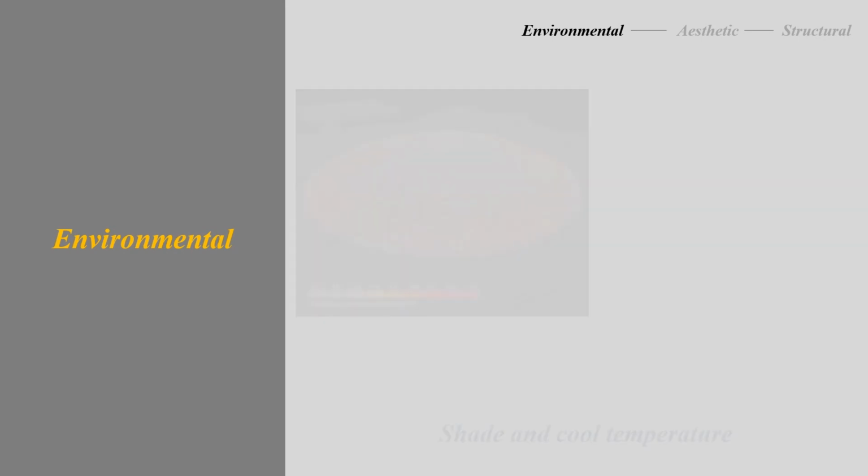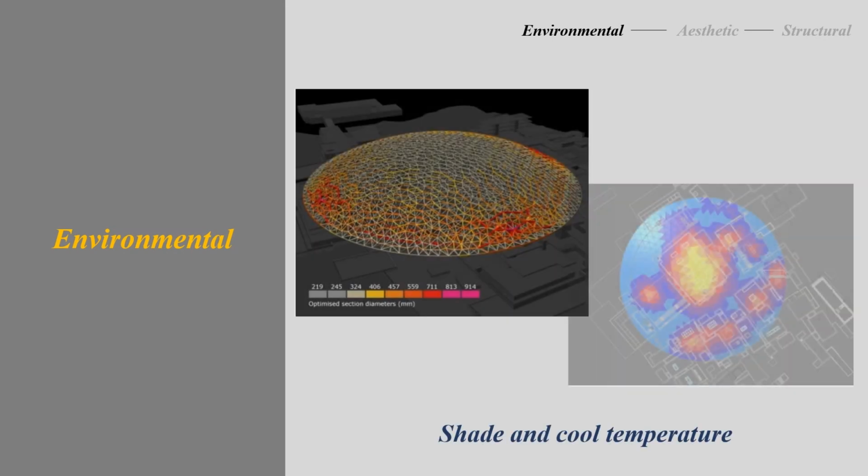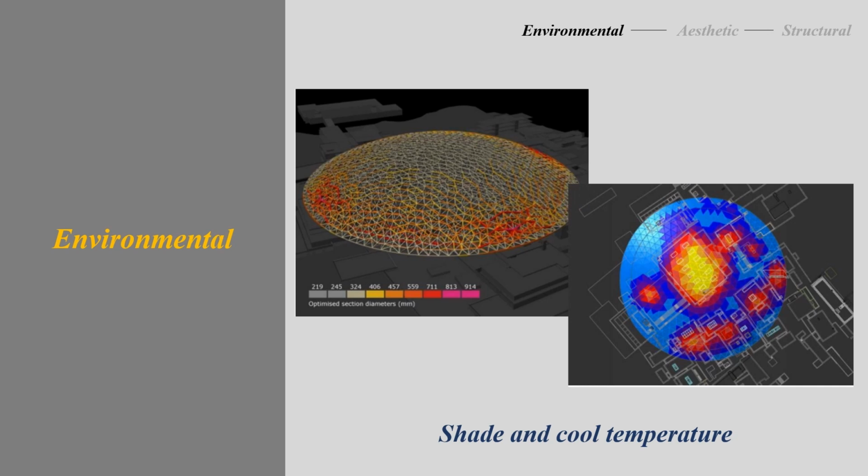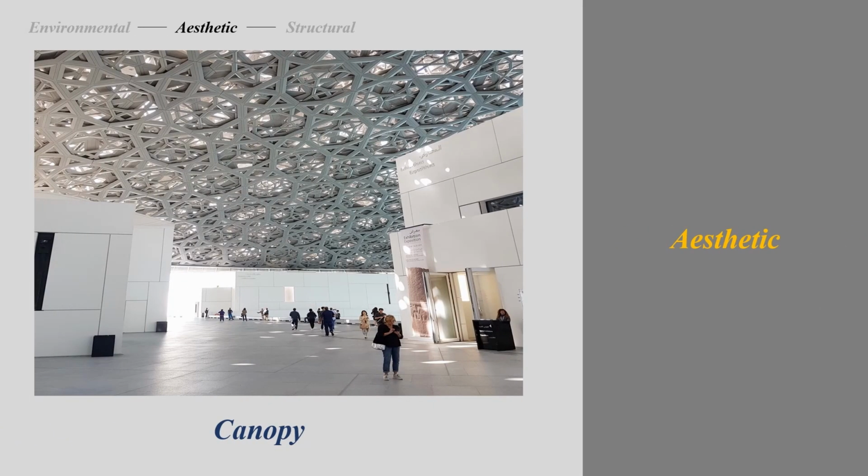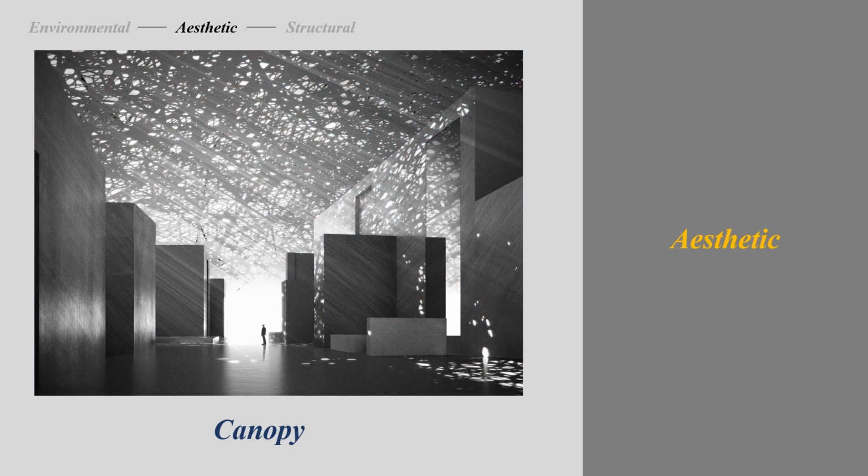Environmentally, it provides shade and cool temperature in the interior space of the museum. Aesthetically, the dome functions as an outdoor canopy. It filters the sun's natural light through a hole in the ceiling and creates a lighting effect under the dome.